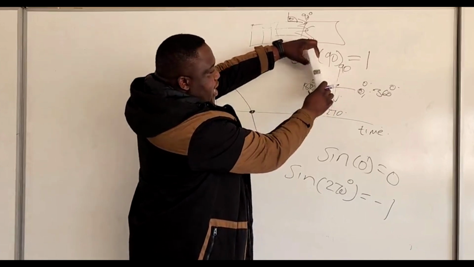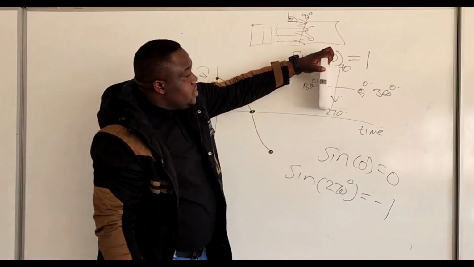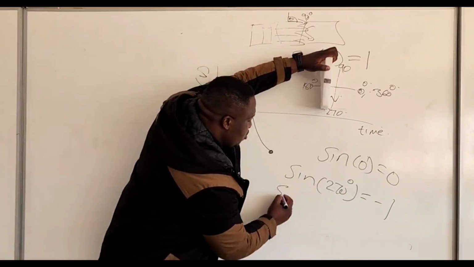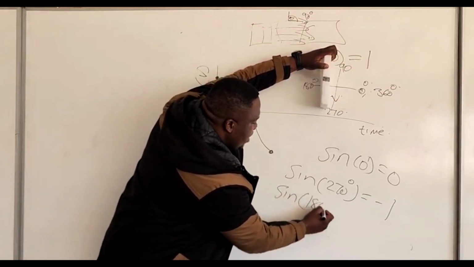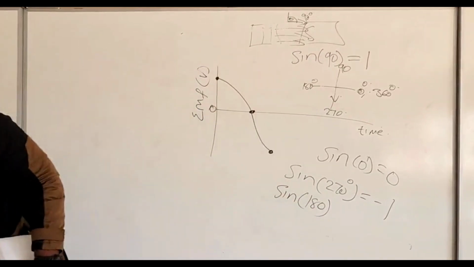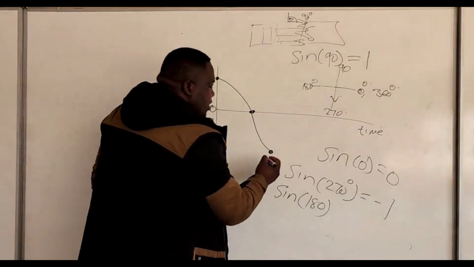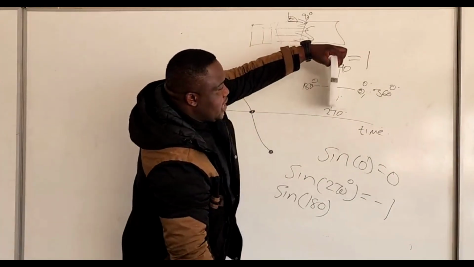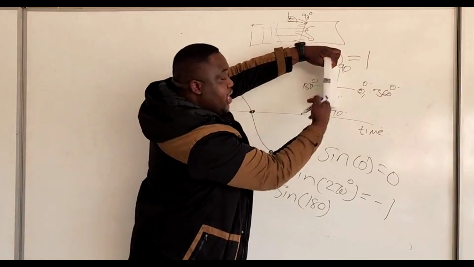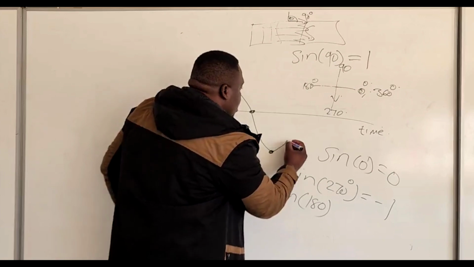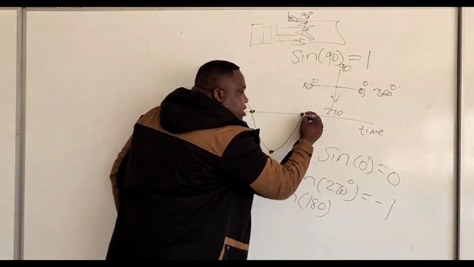Then it turns. Then it comes to 180. Can you see? Meaning that we're going to have sine 180. What do we get at sine 180? Sine 180 is equal to 0, meaning that as the coil is at 180, pointing at 180, our voltage will return back to 0. It has returned back to 0.